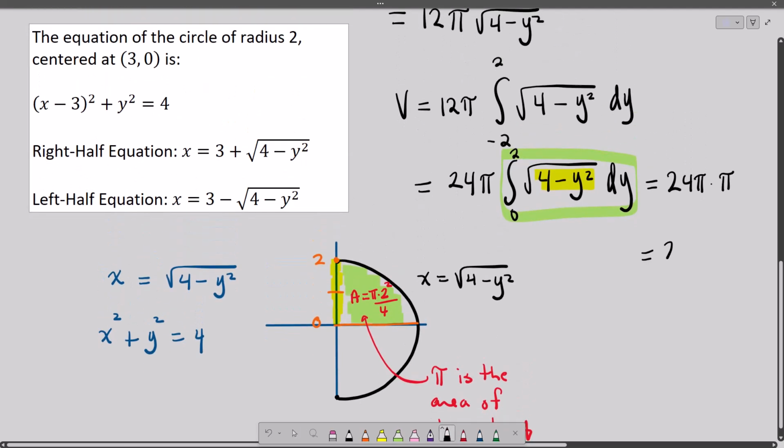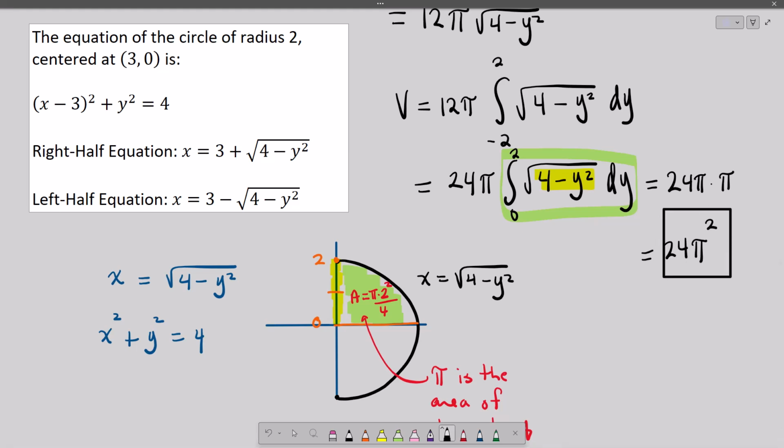And this is our volume, 24 pi squared. That is the volume of our torus, 24 pi squared.